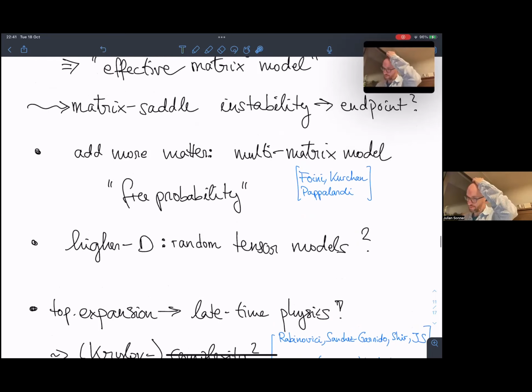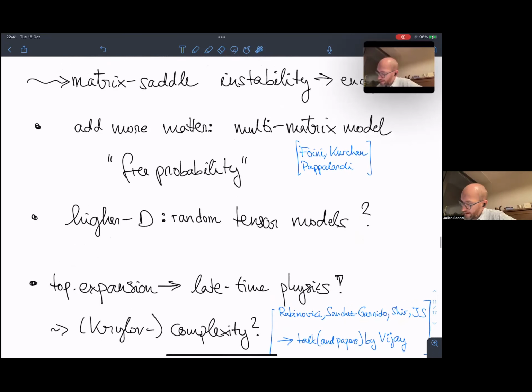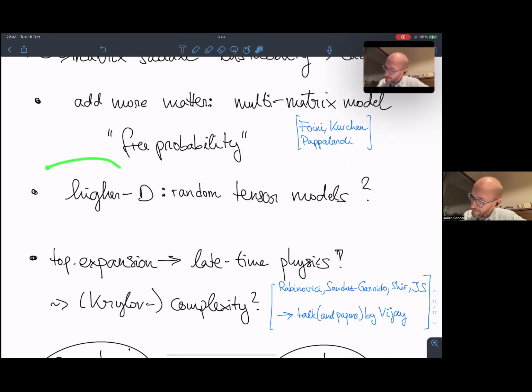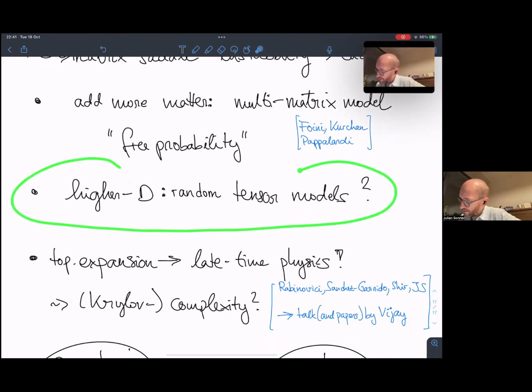What I want to say furthermore is that if you add more matter fields, as I've already said, you instead get a multi-matrix model, which has recently been pointed out again by our friends in Paris, is related to what they call the theory of free probability. This comment maybe is the one that I want to spend most time on.